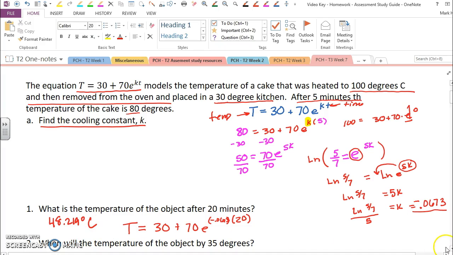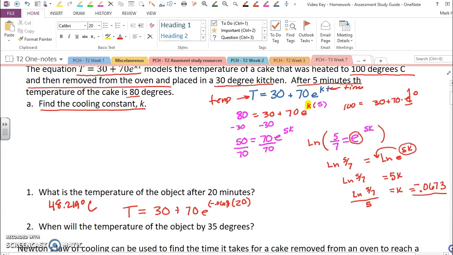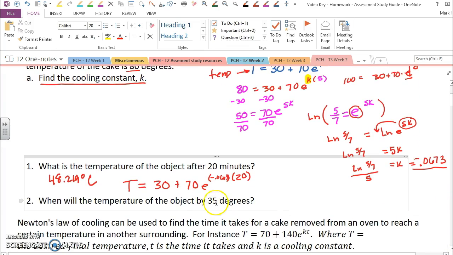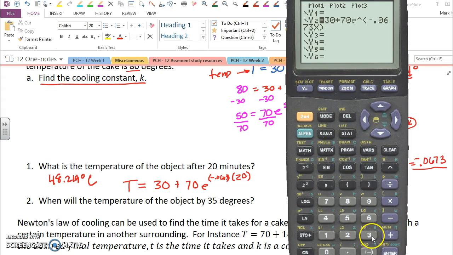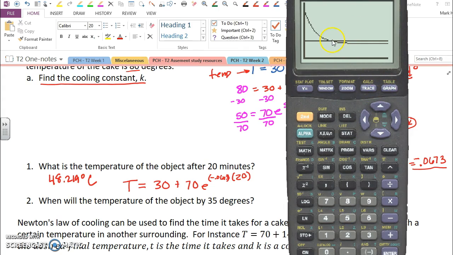And then we'll look at the next question. When will the temperature of the object be 35 degrees? Well, now I'm going to go back to my calculator. 30 degrees was my asymptote. So I'm going to go in and for Y2, I'm going to put 35 degrees. And now I can see it's right here. This is the time that I'll be at 35 degrees.